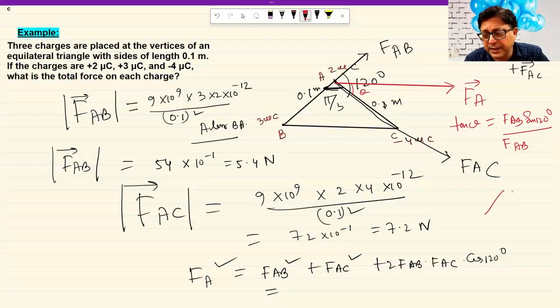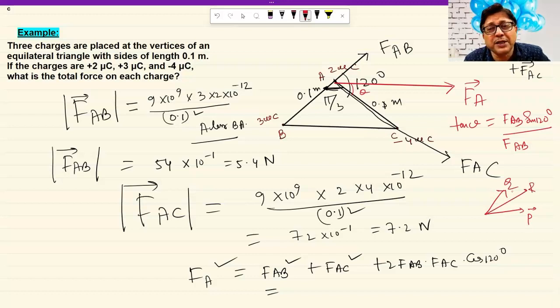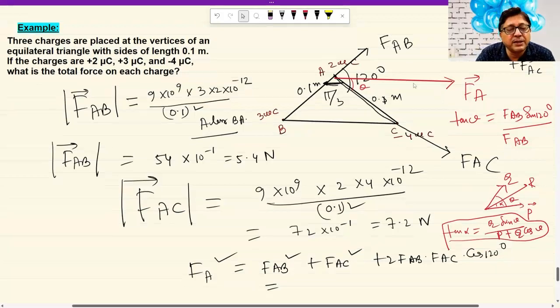I will just tell you this thing. If this is vector P, this is Q and this is the resultant, this total angle is theta and this is alpha. Sorry, it will be tan alpha, not tan theta. This angle you find by this formula: tan alpha equal to Q sin theta by P plus Q cos theta. By using this formula you can get the direction.